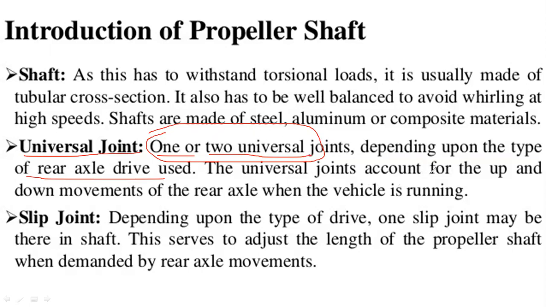The universal joints account for the up and down movements of the rear axle when the vehicle is running. So what type of movements should the universal joint handle? Up and down movements, whether the vehicle is running in forward motion or reverse motion, whenever the automobile vehicle is running.